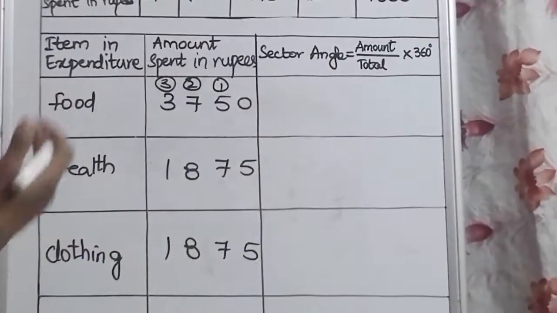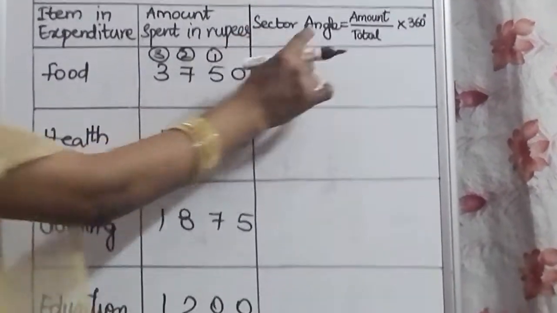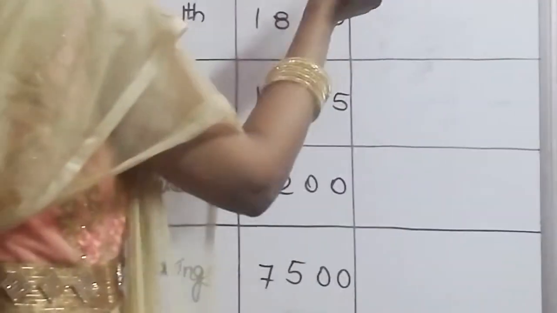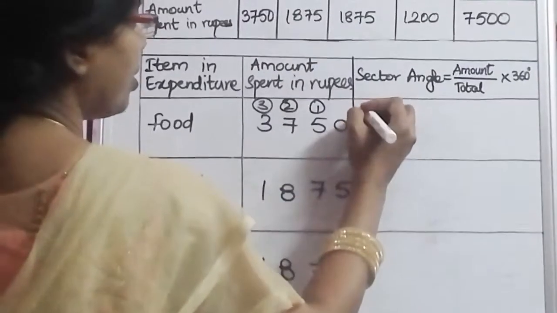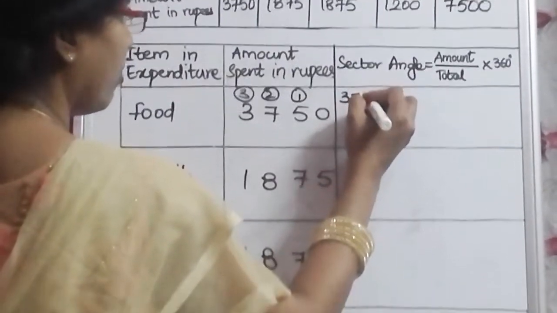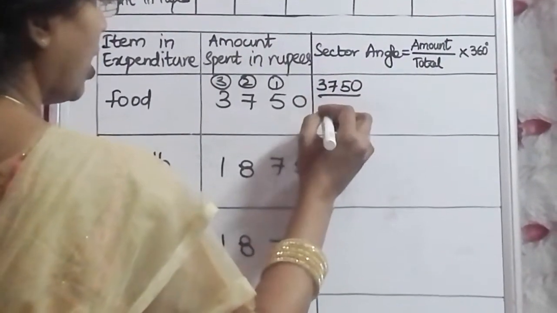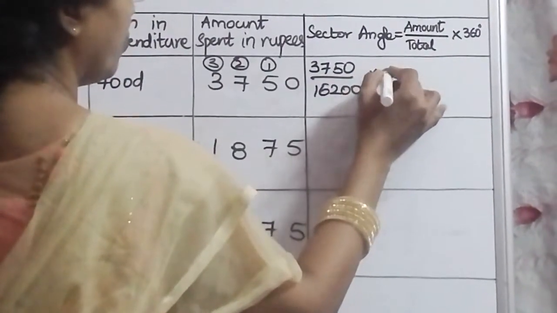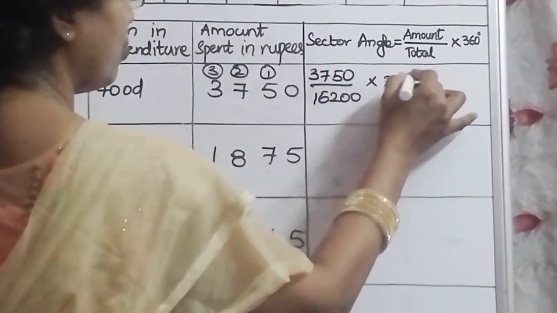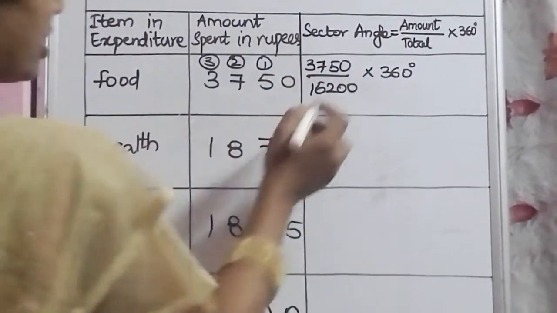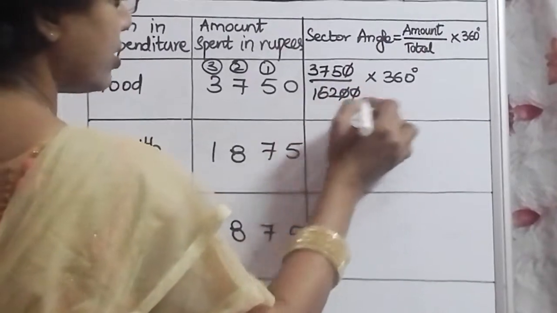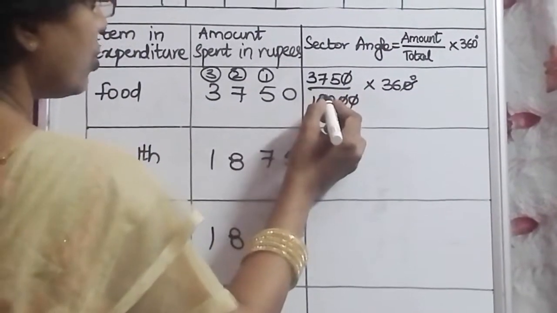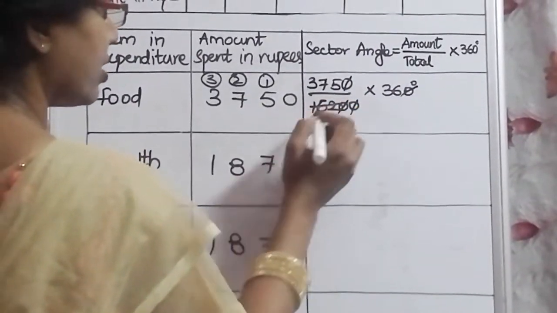So now let us find out the sector angle, or angle of a sector, because here space is not there, I have written sector angle. Amount is 3,750 divided by total, which is 16,200, into 360 degrees. Let's cancel. 0 and 0 get cancelled, 0 and 0 get cancelled. So here 2 table, let us cancel.